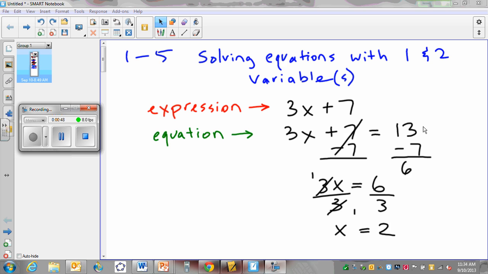We need to isolate the variable. The variable needs to be by itself. We add 7 here, so to get rid of that, we subtract 7. 7 minus 7 is 0. And what we do to one side of the equal sign, we do to the other. So minus 7 over here, 13 minus 7, we get 6.